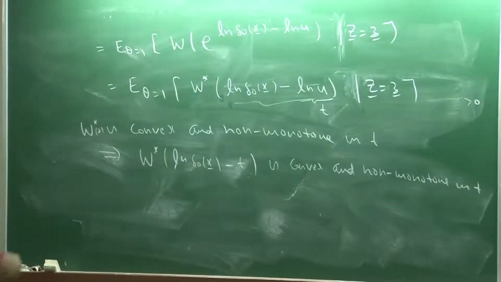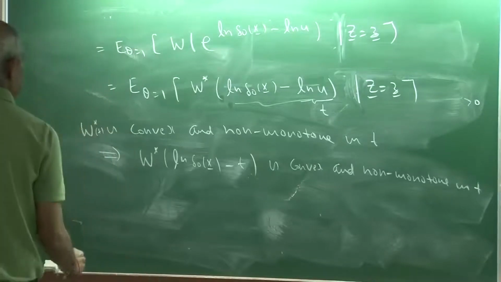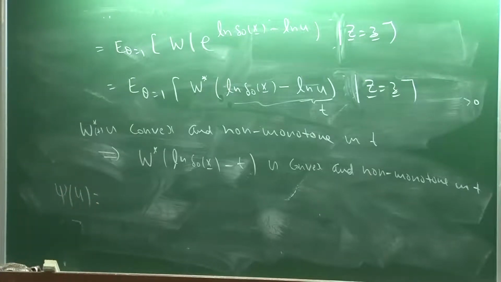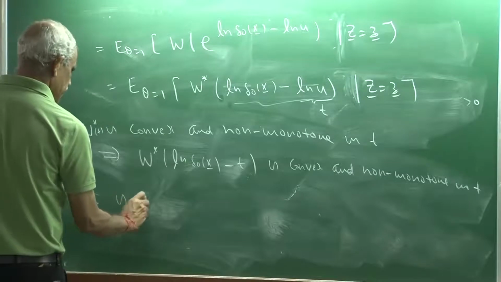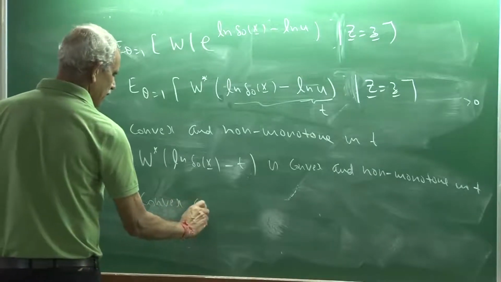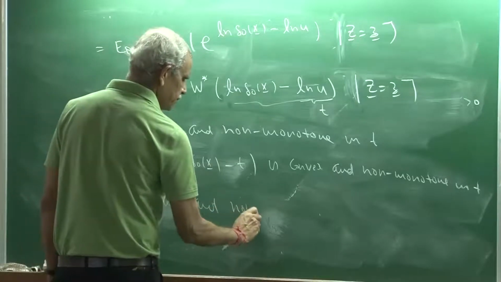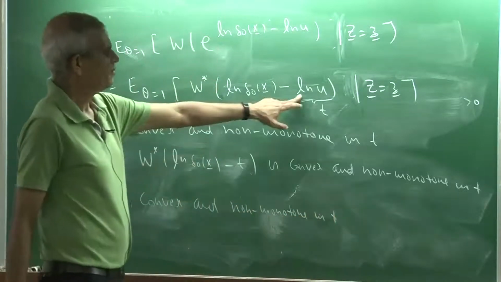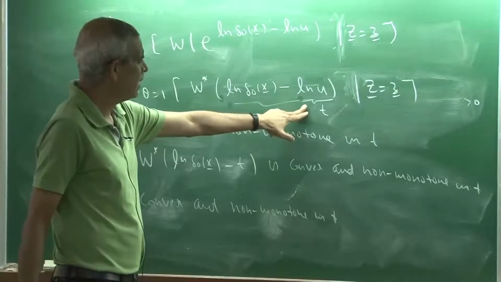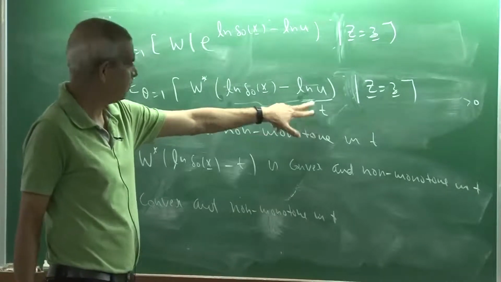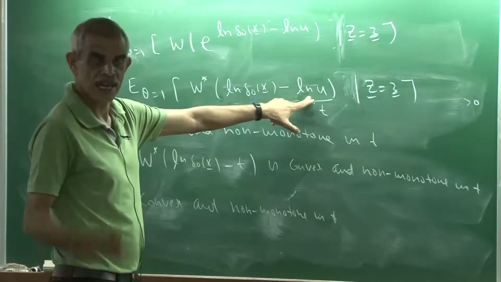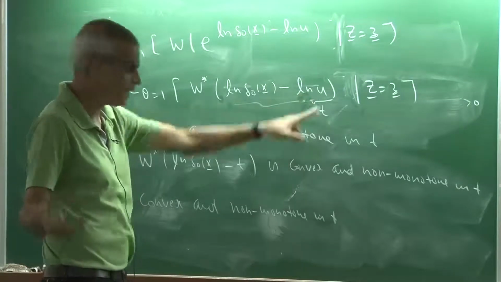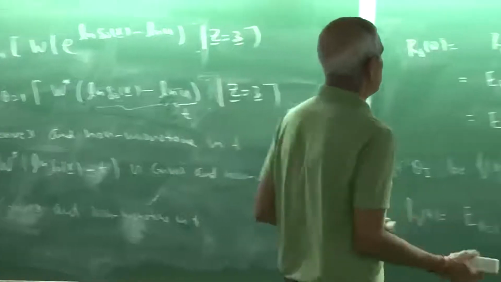What does that mean? That means psi u is convex and non-monotone in t, where t is nothing but log u. So I can then find the minimizing t, which is equivalent to finding the minimizing log of u. And log of u and u are one-to-one functions. So once you have found the minimizing log u, you know the minimizing u. So that is the whole idea.